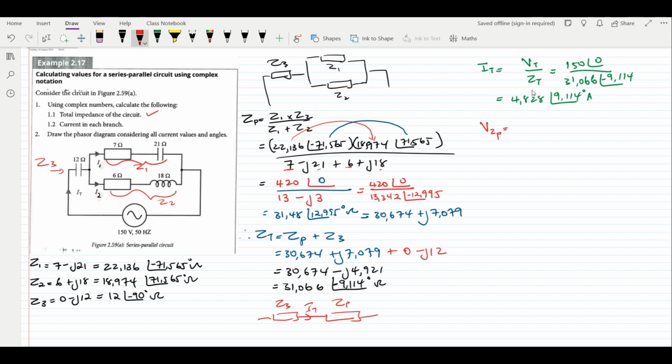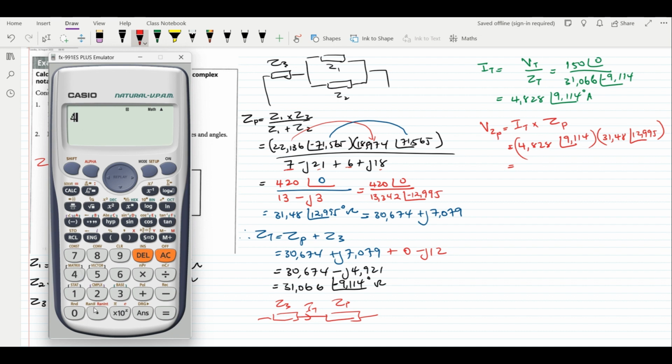So what I can do is I can simply calculate VZP, which is the voltage drop across the parallel impedance, just like that. Now, that will be 4.828 at an angle of 9.114 multiplied by ZP. Where is our ZP? There is our ZP, 31.48 at an angle of 12.995.